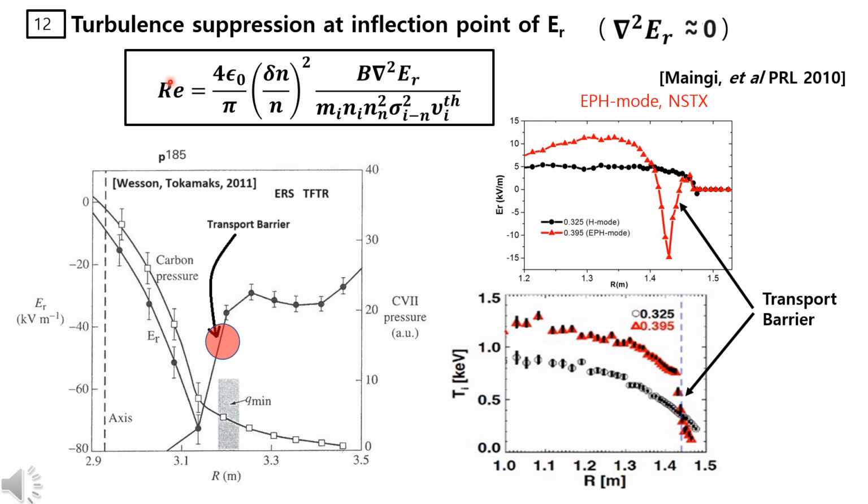This is because the Reynolds number formula includes the second gradient of Er, so even when other parameters make the Reynolds number high, turbulence can be suppressed where Er has an inflection point, with this term close to zero. In the TFTR tokamak, when the Er profile has an inflection point, a transport barrier took place at that point. And for the EPH mode of NSTX, the inflection point of Er exactly matches the transport barrier.